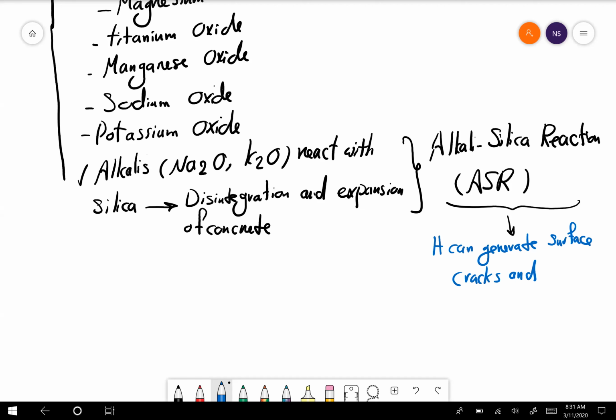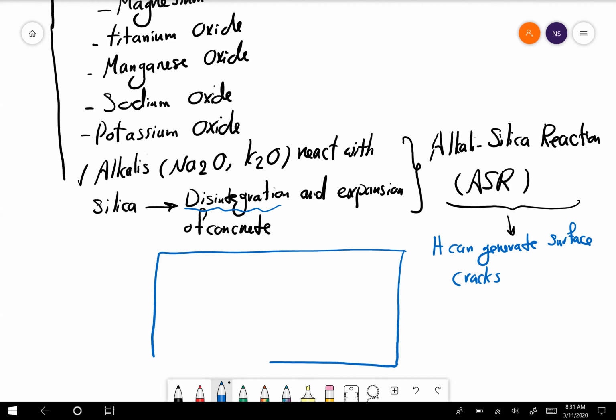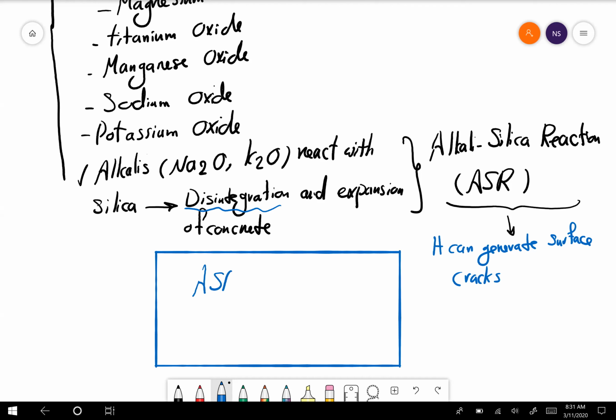And of course, disintegration we already mentioned up here, right? Okay. So I'm gonna also insert a picture of ASR in concrete. So you will see what will be the effect of ASR in the finished concrete surface, right?